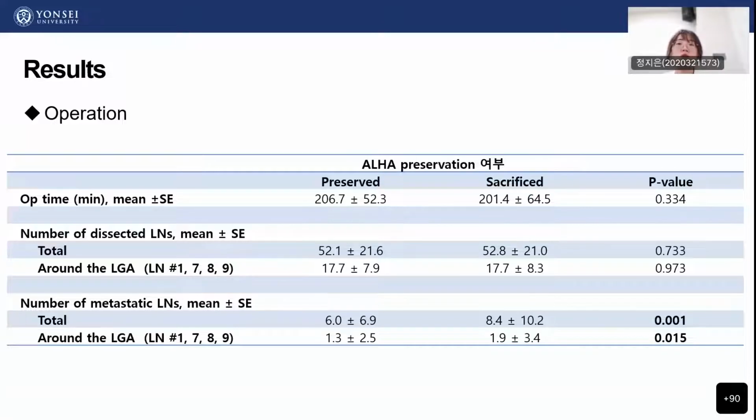Meanwhile, the pathological stage of disease in the aberrant left hepatic artery sacrificed group was relatively advanced compared with the preserved group, which results in statistical significance in the mean total number of metastatic lymph nodes.